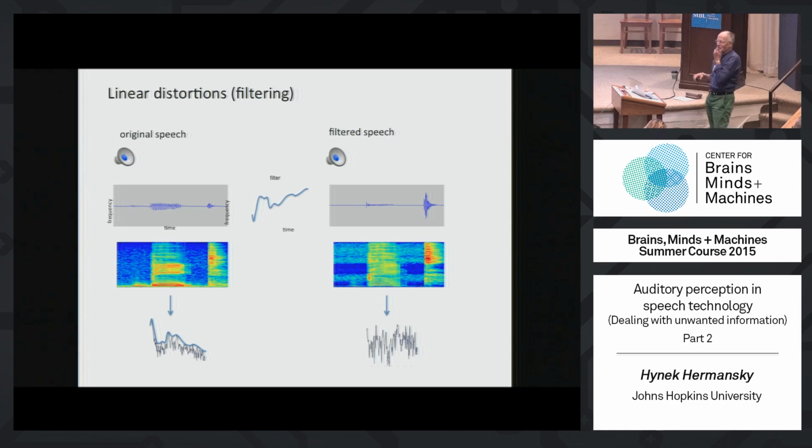Okay, another problem is linear distortions. Linear distortions, boy, that was a problem. Now it's not a problem anymore. But in the old days, this was a problem. The problem shows up in a rather dramatic way, in the following way.